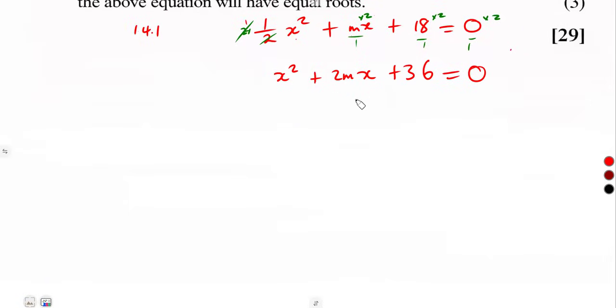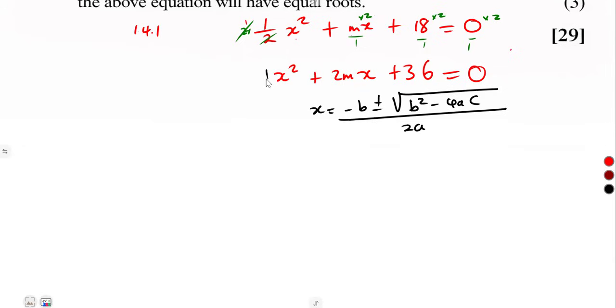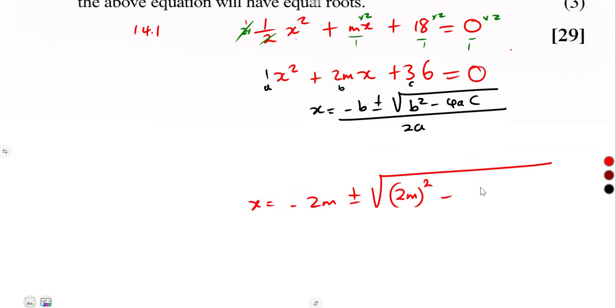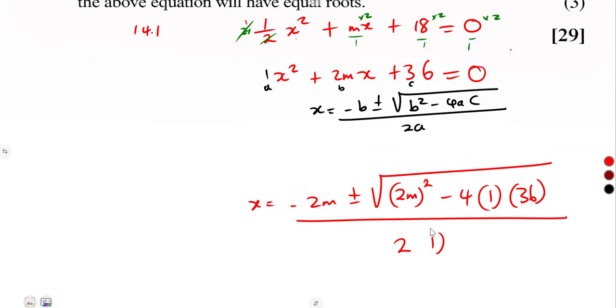They said using this equation, so you can just use the quadratic formula. x is equal to minus b plus or minus the square root of b squared minus 4ac, over 2a. a is the coefficient of x squared, which is 1. b is the coefficient of x, which is 2m, and c is our constant. So x is equal to minus b, which is 2m, plus or minus the square root of b squared. Our b is 2m, so that's 2m squared, minus 4 times a, which is 1, times c, which is 36. Everything over 2 times a, which is 2 times 1.